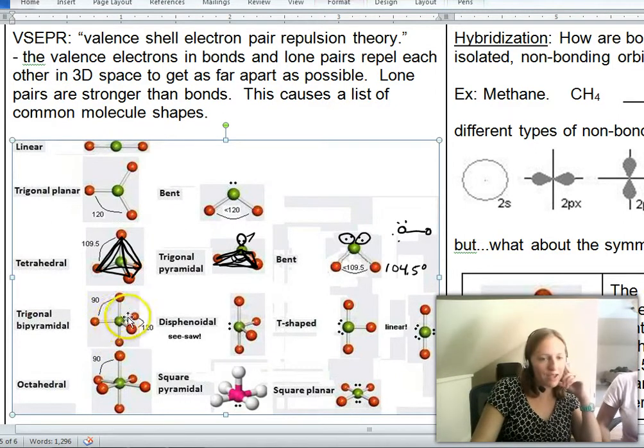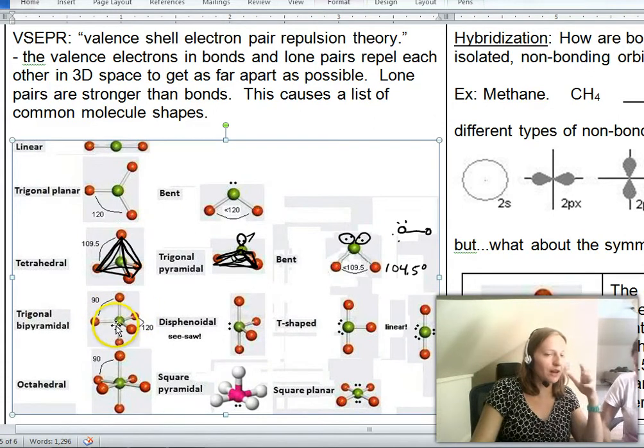So you have three equatorial atoms when you're dealing with five and two axial atoms. And the equatorial atoms do that trigonal thing again. So you have 120 degree angles between these three. But between an equatorial and an axial, it's 90 degrees. Huh, interesting. So you have two different kinds of options here, but that's the shape for five.